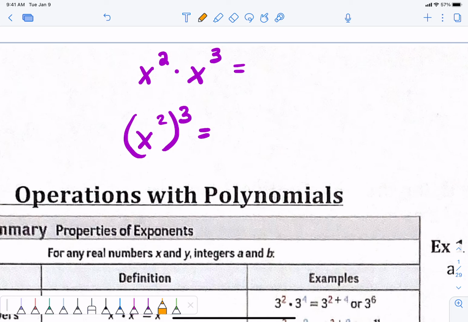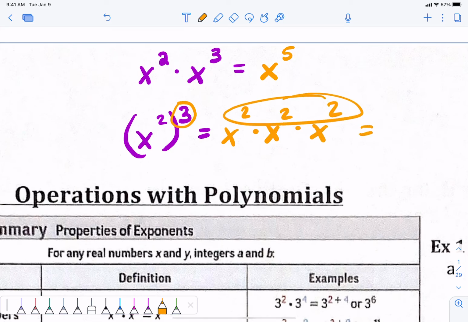Okay, you're adding on the top and multiplying on the other. So Josie says you're adding, so this would be x to the 5th power. The bottom one she says is x to the 6th power, all right? I'm going to show you why. When you're taking something to the 3rd power, that means you're taking it times itself 3 times, right? So this would be x squared times x squared times x squared, in which case you're adding all of those together and that's x to the 6th power.